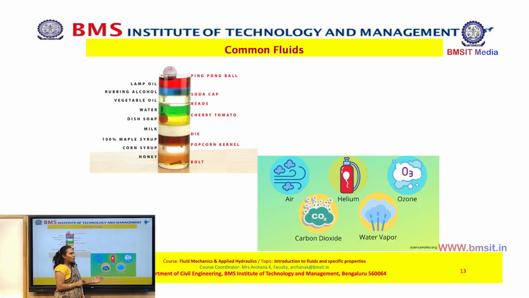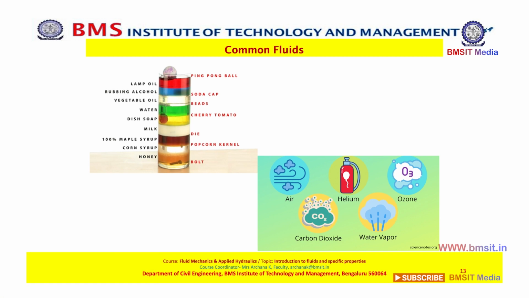So this will be one of the major properties of fluid, that is the weight or the density. So what are the other common fluids which are also gases? We have air, which is a mixture of various gases. We have helium, which is much lighter than air, and we have ozone, which is O3, and you have carbon dioxide and water vapor, which is also known as steam.